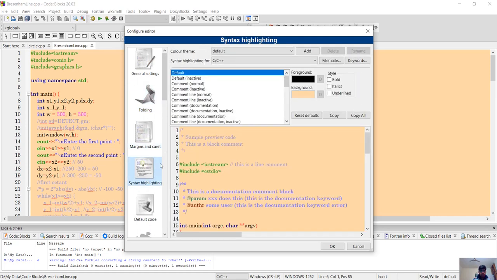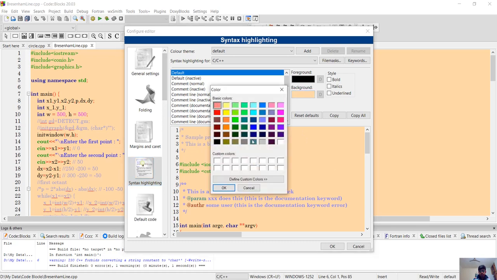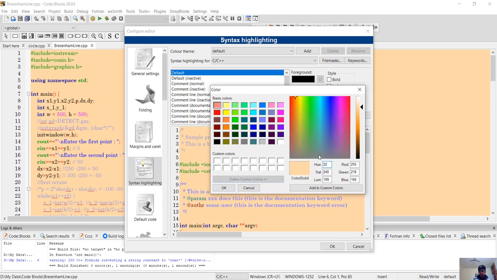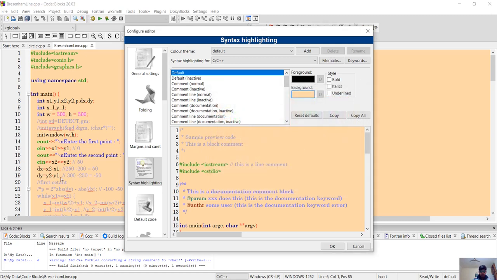And for syntax highlighting, if you want to change the color of the background, you can click here and select the color. Or if you don't want to take any color from the palette, you can define your custom color, moving it around here and there, up and down, to make it dark and light. And you can choose your own custom color. This is the color which I have taken. Actually, it is not my color.